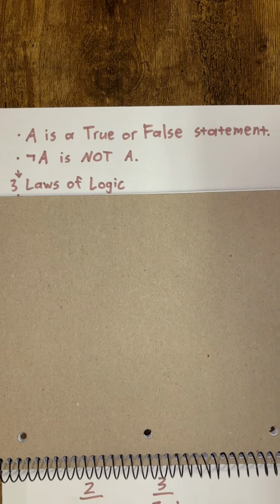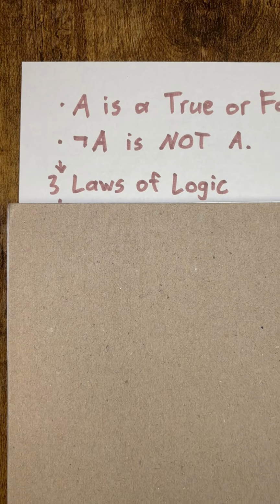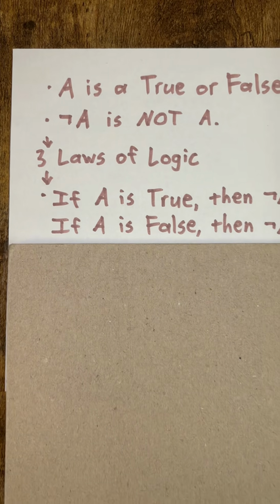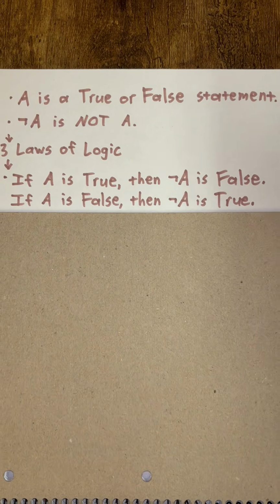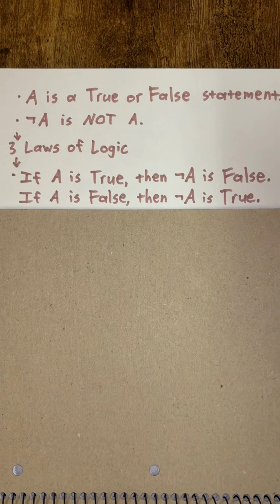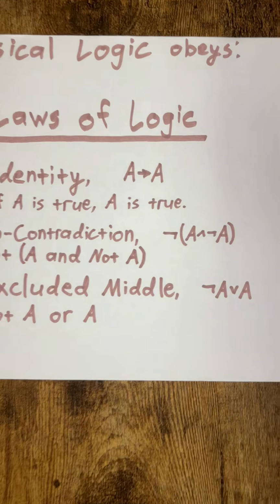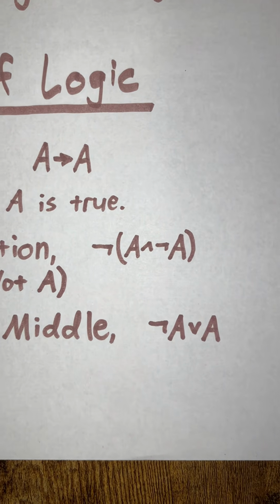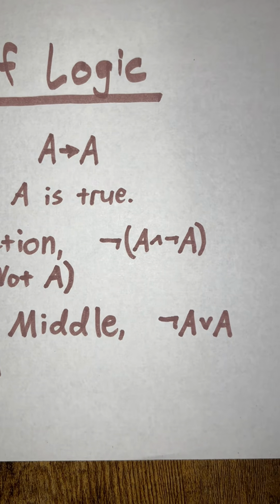So by starting with this seemingly obvious premise and requiring these three seemingly obvious laws, you can rigorously define what is needed to make sure that if A is true, then not A is false, and if A is false, then not A is true. By using symbols to represent these seemingly obvious common sense truths, we create a rigorous foundation for all of math.